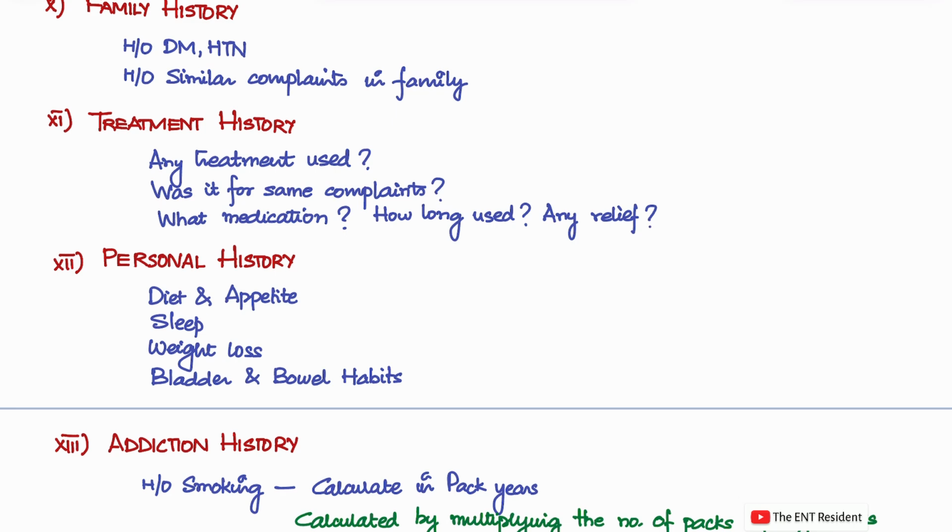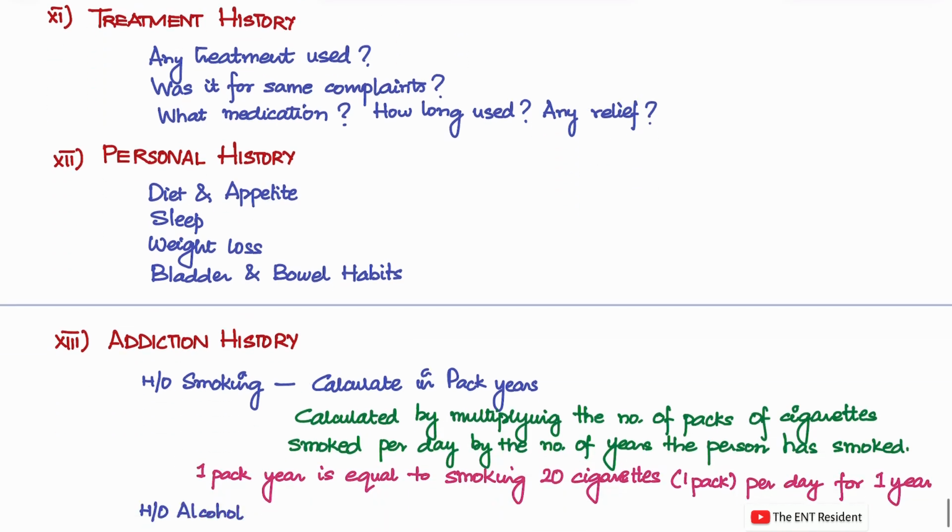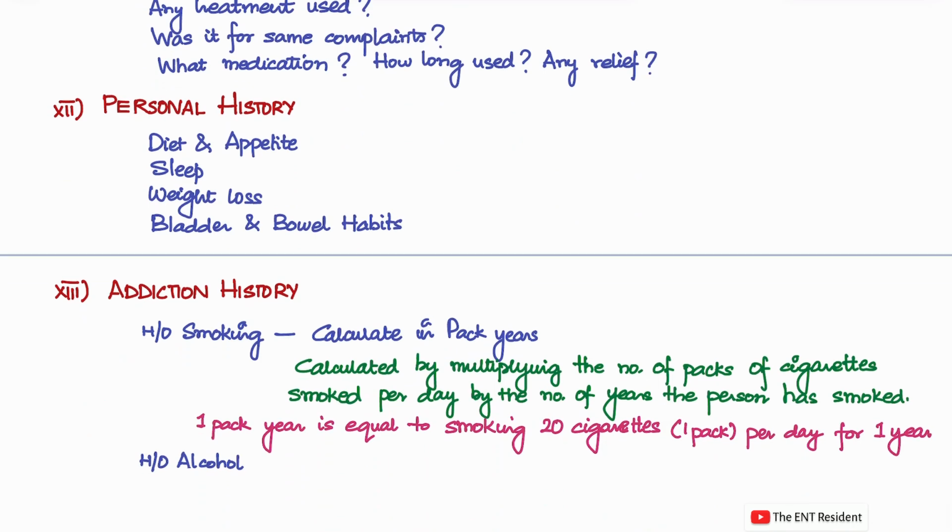Next is personal history, where you ask about the diet and appetite of the patient, whether the patient sleeps well, is there any history of weight loss? Weight loss and low appetite will point towards malignancy. Ask also about the bladder and bowel habits. And lastly, you ask about the addiction history of the patient. This is very, very important in cases of malignancy.